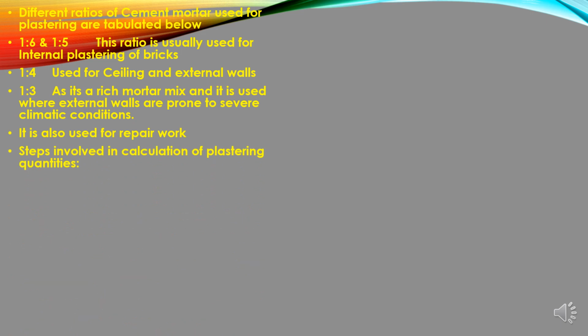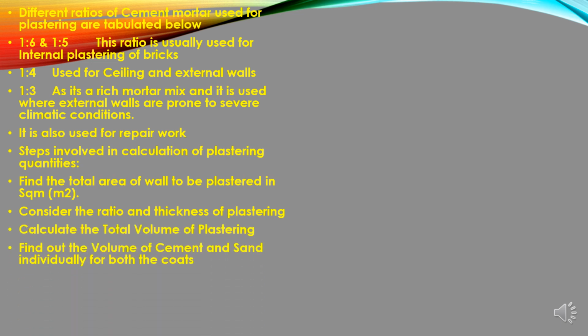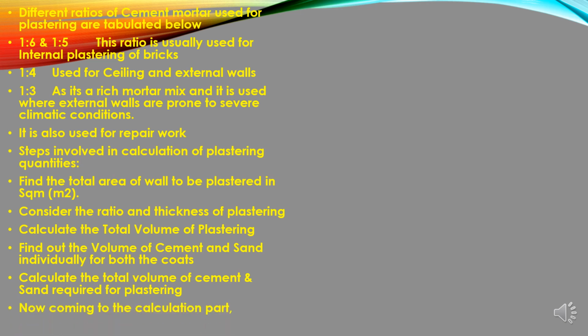Steps involved in calculation of the plastering quantities. Find the total area of the wall to be plastered. Consider the ratio and thickness of the plastering. Calculate the total volume of the plastering. Find out the volume of cement and sand individually for both the coats. Calculate the total volume of cement and sand required for plastering.